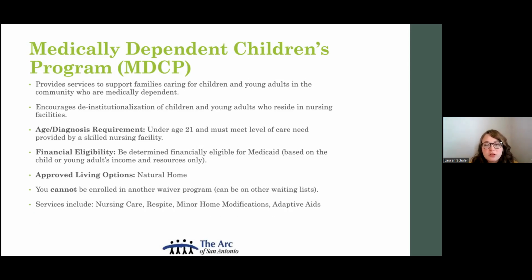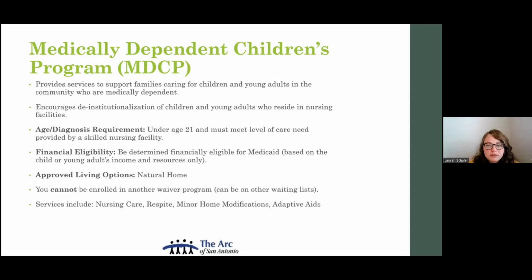You must be under the age of 21, and again, you must meet the level of care need provided by a skilled nursing facility that would require that more intensive nursing care. And again, with MDCP, you have to be determined financially eligible for Medicaid, but it's only based on the child or young adult's income and resources, not the family's.